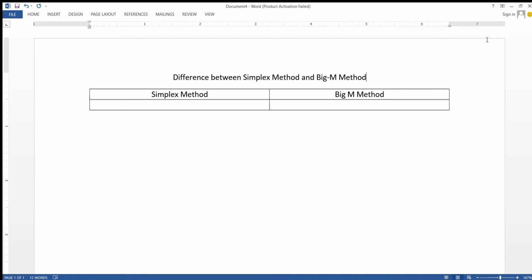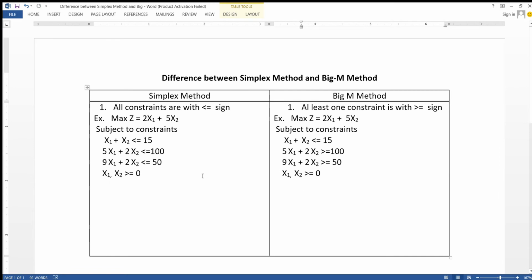Hello friends, today we will see the difference between simplex method and big M method. The first difference is that in simplex method all constraints are with less than or equal to sign, whereas in big M method at least one constraint is with greater than or equal to sign.